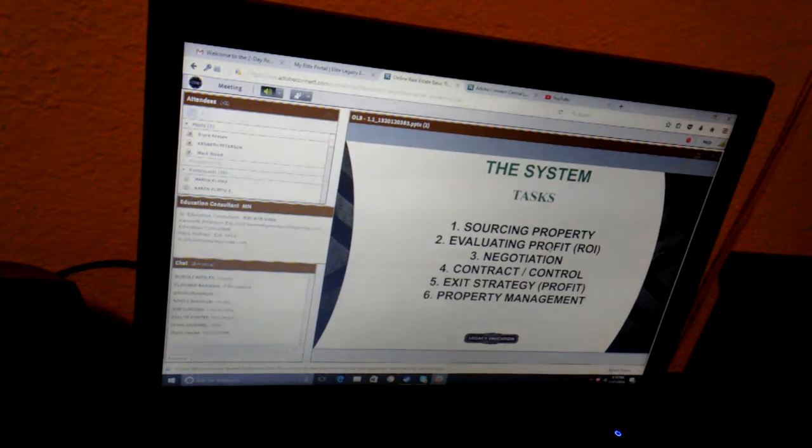By understanding these tasks, we're going to look at how we analyze the deals today. Number one, the number one guarantee is what I'm going to invest.